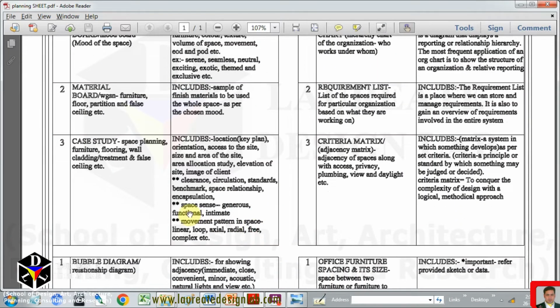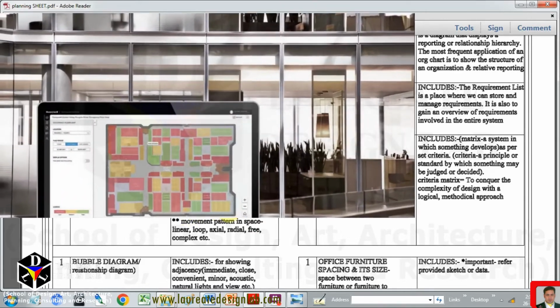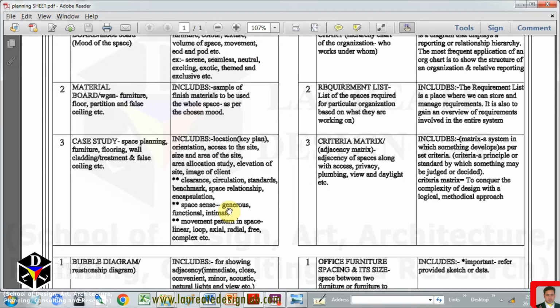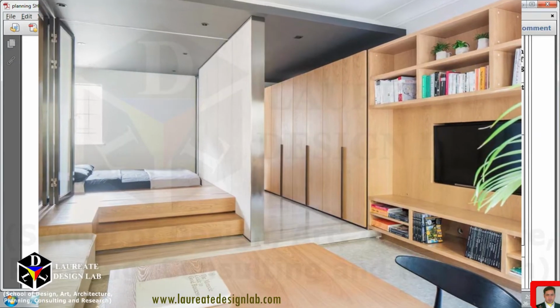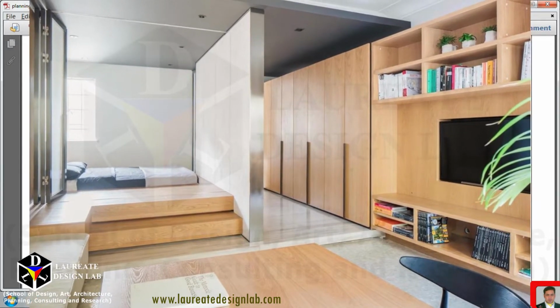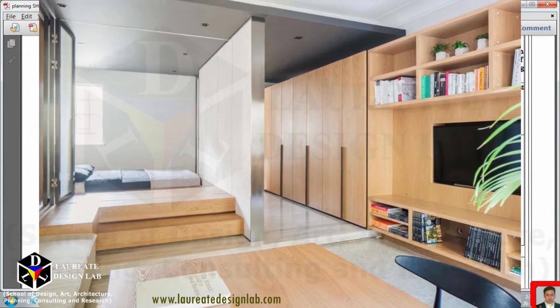Then we'll talk about space sense, how generously you have used this space, how functional space you have made. It's intimate. It means how compact space you have created. So generally space could be of three types. Obviously, mostly we focus on functional space, which is very efficient.